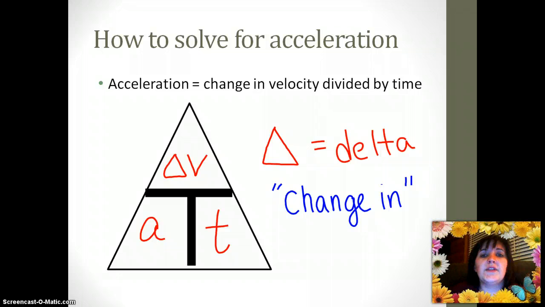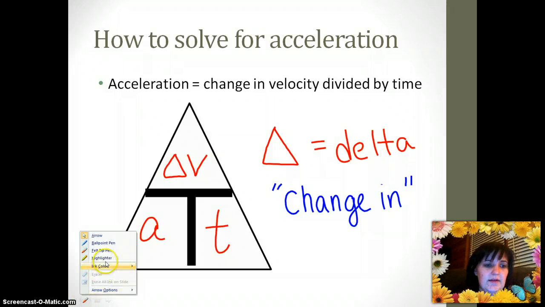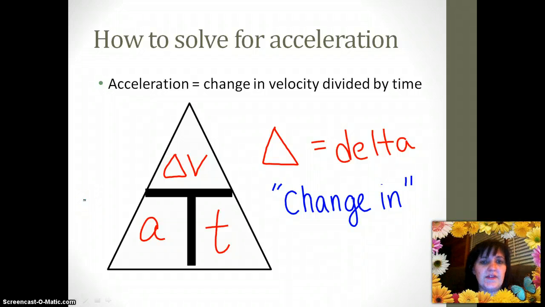If we're going to solve for acceleration, our magic triangle comes back. So we have acceleration on here. Acceleration is equal to the change in velocity divided by the time it takes. So the change in velocity divided by time it takes. And remember, if you have the triangle, you're going to divide and multiply across.